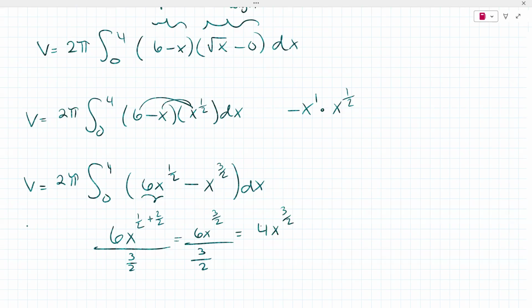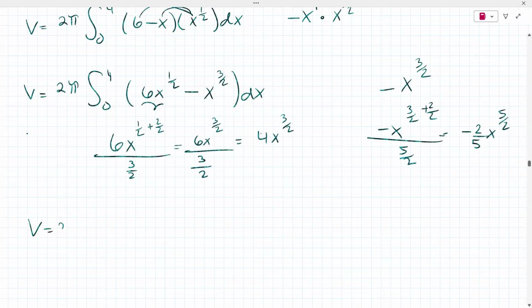And then what's the integral of negative x to the 3/2? It's just the old power plus 1. So the old power is 3/2 plus 1, or 2 over 2, which is 5/2. And when you do that, you should get negative 2/5 x to the 5/2.